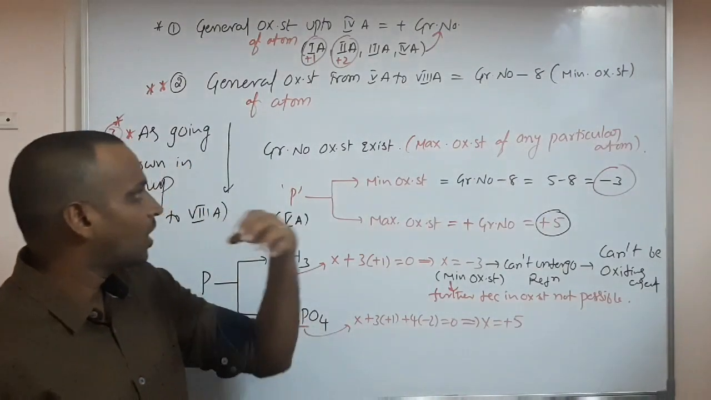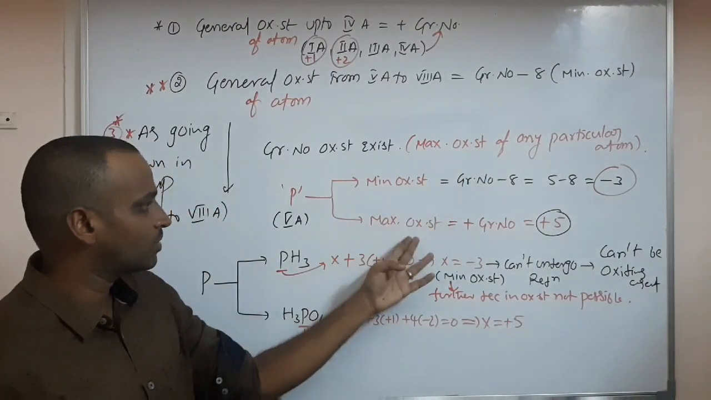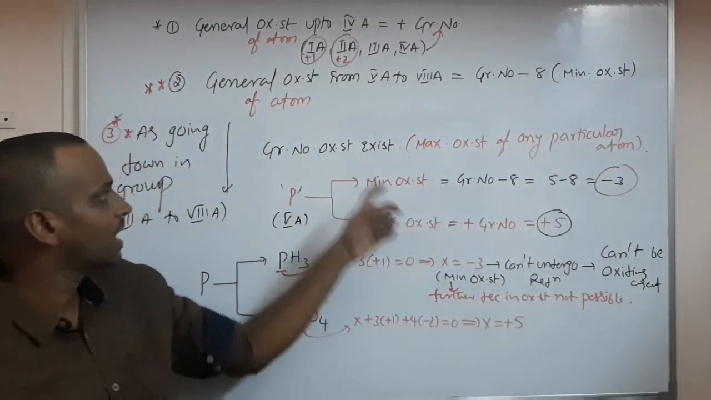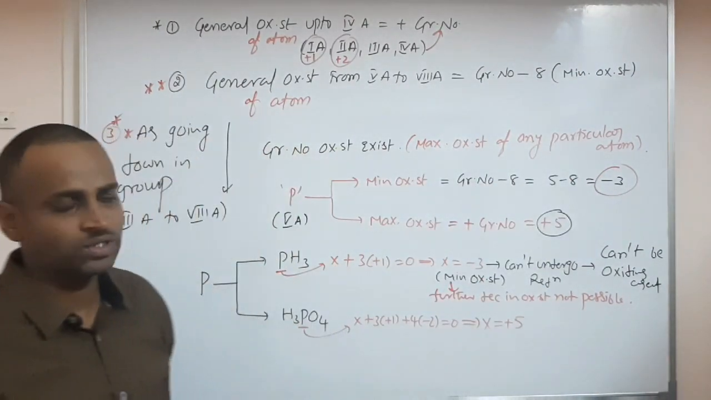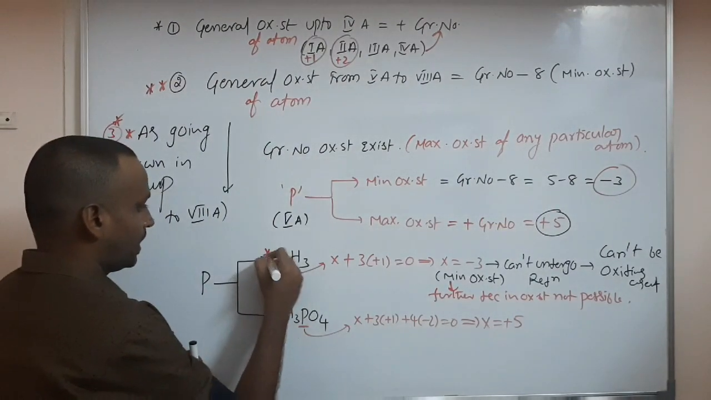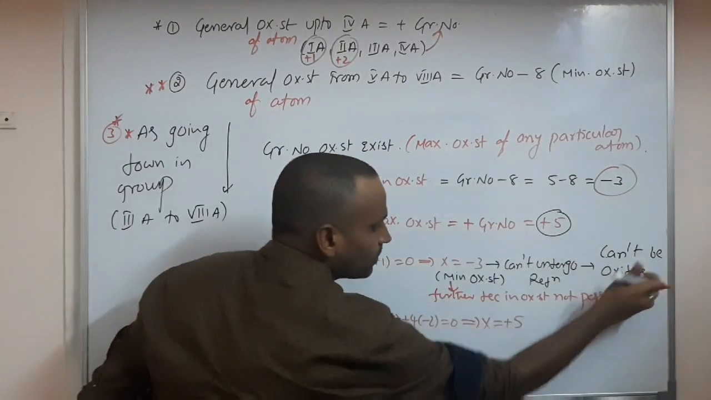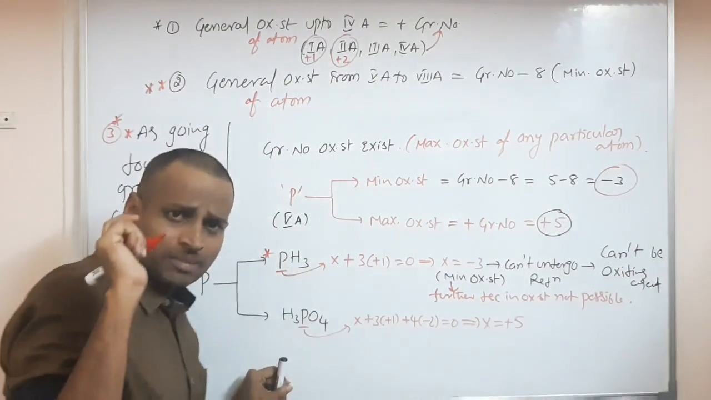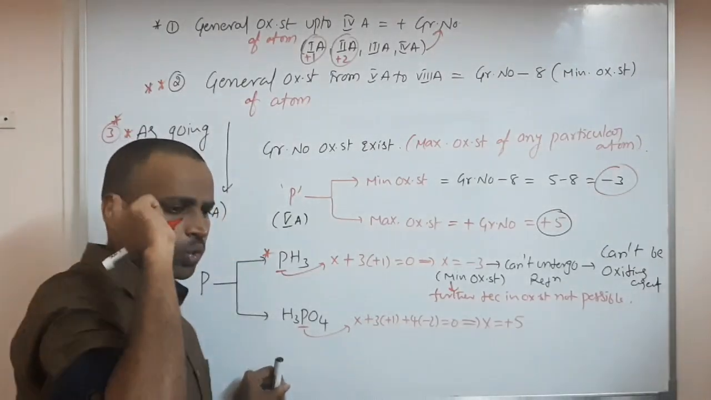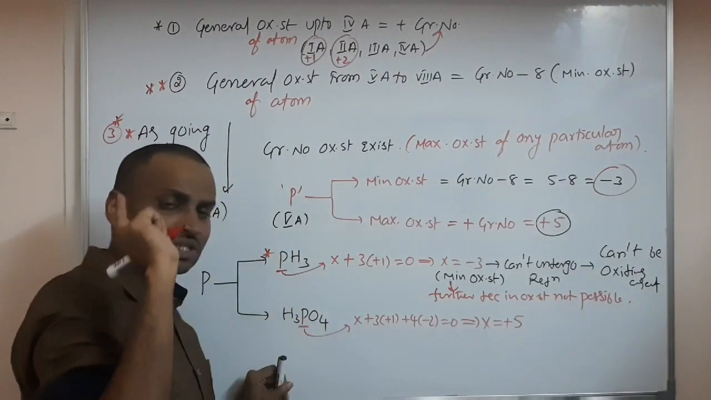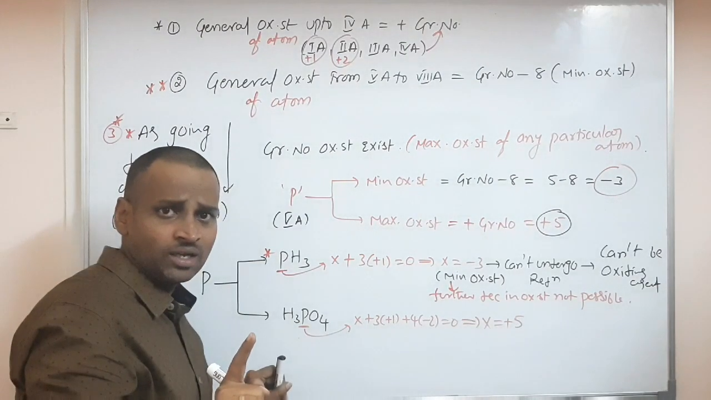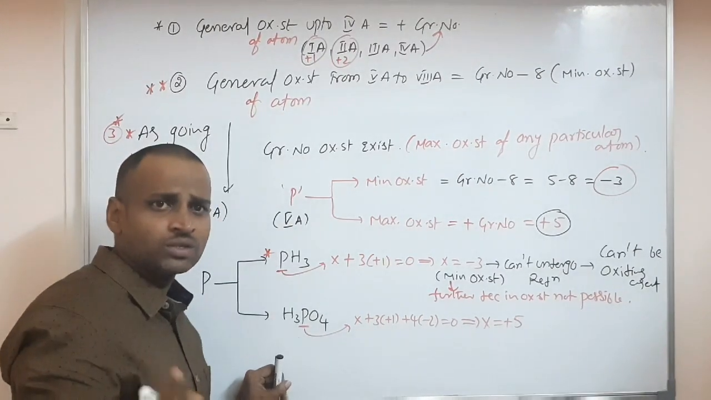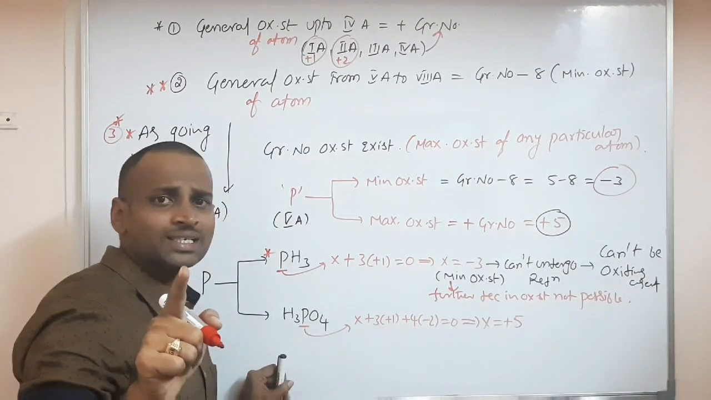Got it clearly? So how to identify minimum and maximum oxidation state? That's why I told you: group number -8 is the minimum oxidation state and group number is the maximum oxidation state. Hope you understood this example. So PH3 cannot be an oxidizing agent. Very simple logic: the central atom with the minimum oxidation state, which is group number -8, cannot undergo reduction further, so it cannot be an oxidizing agent.